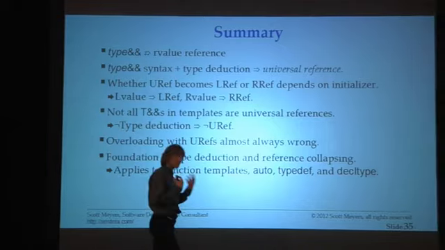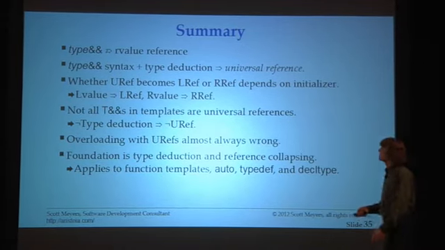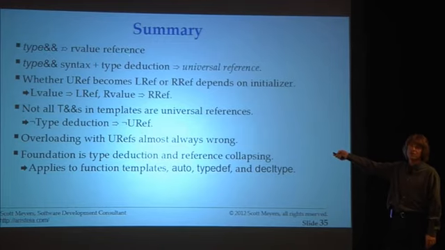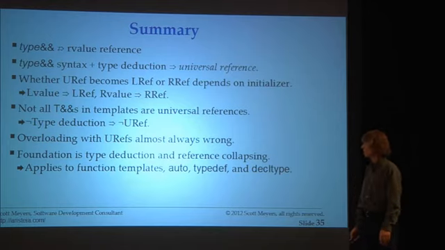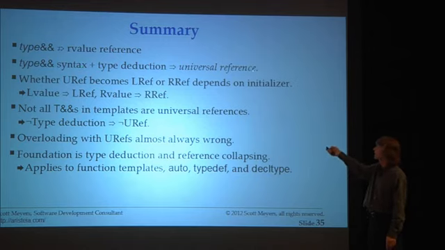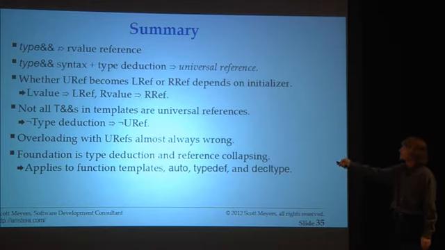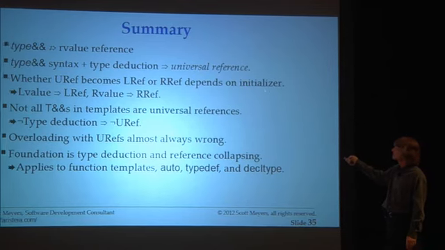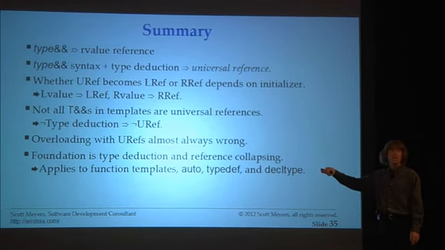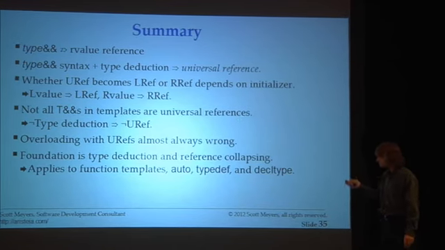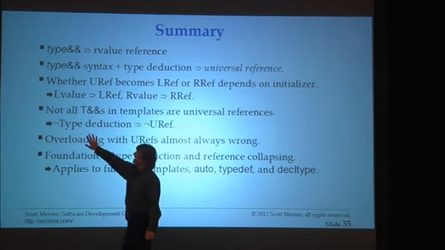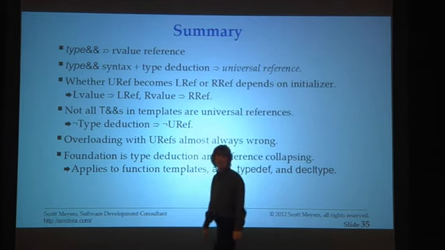So the summary of my perspective on things is first, T ref ref does not imply R value reference. Technically, yes. Practically on a day-to-day basis, I think no. I think that the T ref ref syntax plus type deduction gives what I call a universal reference, and I encourage you to use that terminology. Whether a universal reference becomes an L-value reference or an R-value reference depends on the initializer. If you see T ref ref in a template, that doesn't necessarily mean it's a universal reference, because in some cases T ref ref has no type deduction. We saw push_back as an example of that.